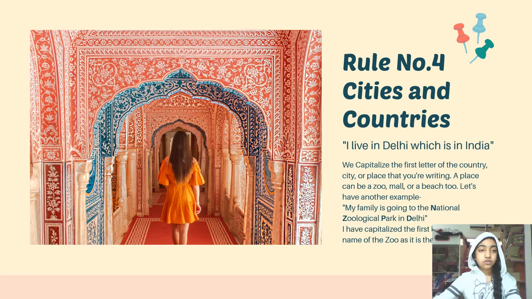Rule number 4 is to capitalize the first letters of the country, city or place that we're writing. In the sentence, I live in Delhi, which is in India, the first letter of Delhi and India are capitalized as Delhi is a city and India is a country. A place can be a zoo, a mall or a beach too. Let's have another example. My family is going to the National Zoological Park in Delhi. I have capitalized the first letters of the name of the zoo as it is a place.